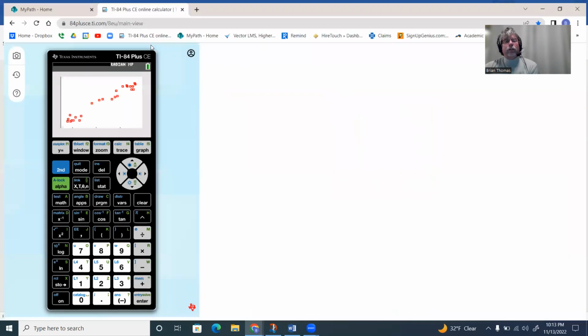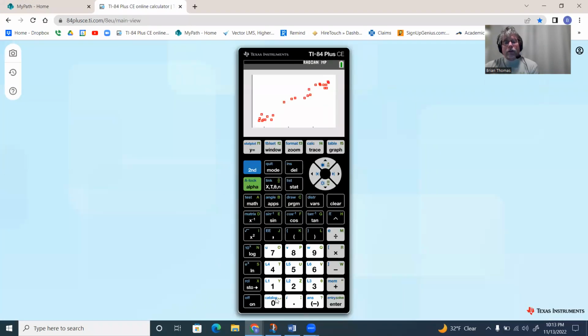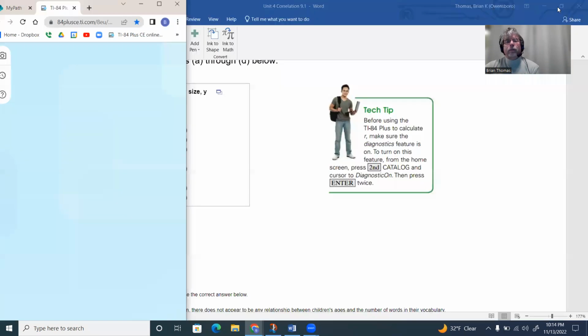On the calculator, I'll make this a little bit bigger. Catalog is above 0, so to get to that, we hit the second button, then the 0 button for catalog. You can move your cursor down, but what I do is hit alpha D twice, and that moves me down to the Ds. Then I just use my down arrow from there. Instead of diagnostic off, we want diagnostic on. So we hit enter, then enter again, and it says done, and that's taken care of. We won't ever have to do that again on this calculator.